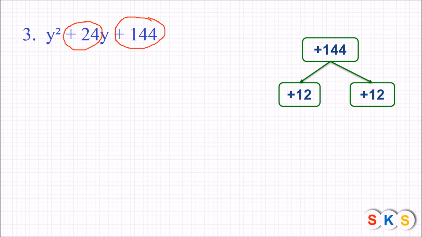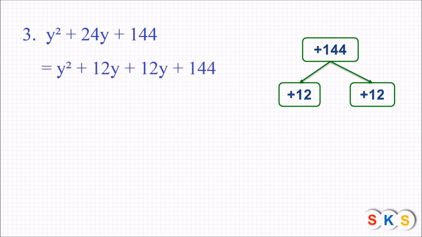So what I'm going to do over here, I'm going to split the middle term. Let's see what we will get: y square plus 12y plus 12y plus 144. You can see that I split the middle term 24y as 12y plus 12y. After splitting the middle term, we will make groups of binomials. This is your first group, and this is your second group.